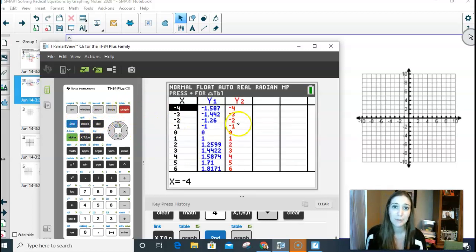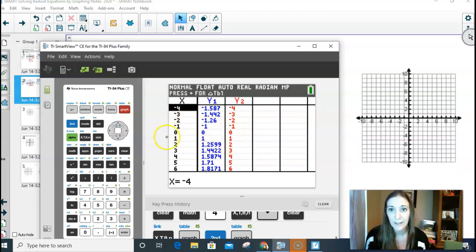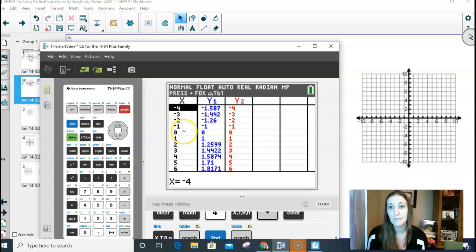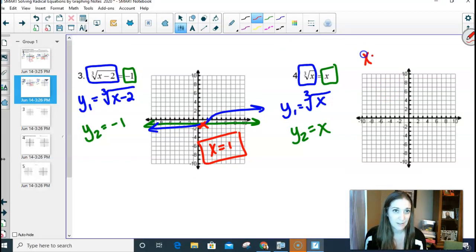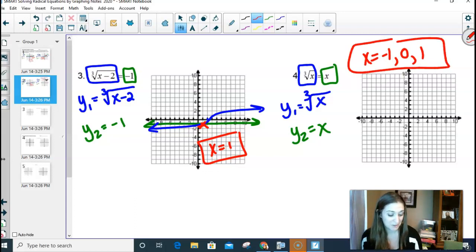This time I'm going to go to my table. You're going to see here and here and here, all 3 places where it gives you the same output value. So the x values for which those occur is at -1, 0, and at 1. So yikes, I'm going to have to write that down. X equals -1 and 0 and 1. So that's the solutions. Those are the solutions, excuse me.